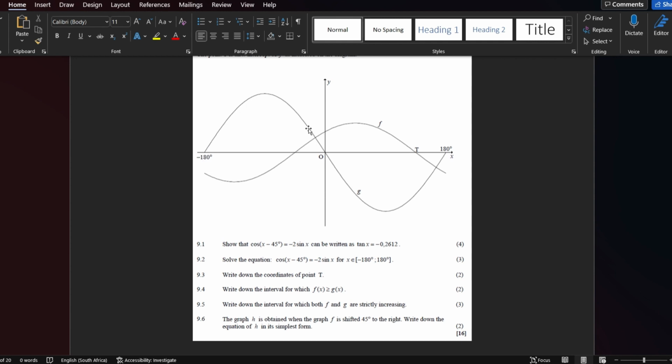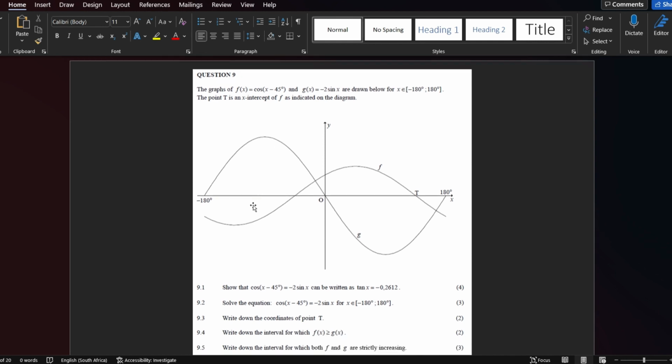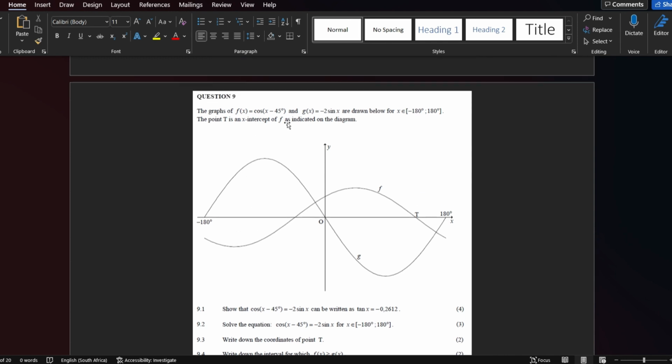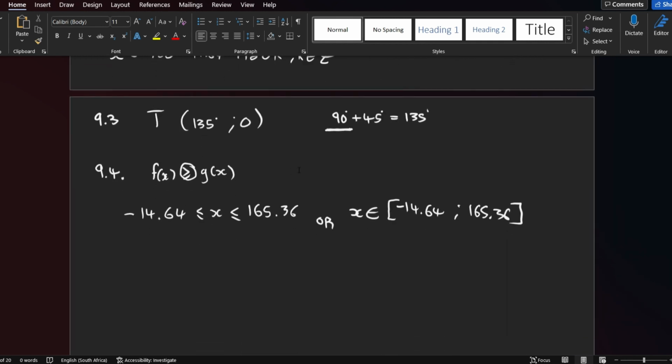Well, given that this is our sine graph and it hasn't been shifted, we know that the x coordinate of this turning point is negative 90 degrees. And we know for our cos graph, normally the turning point is at negative 180. But this graph has been shifted 45 degrees to the right. So we have to add 45 degrees to negative 180. So for 9.5, if we take negative 180 and add 45 degrees, then we get negative 135.